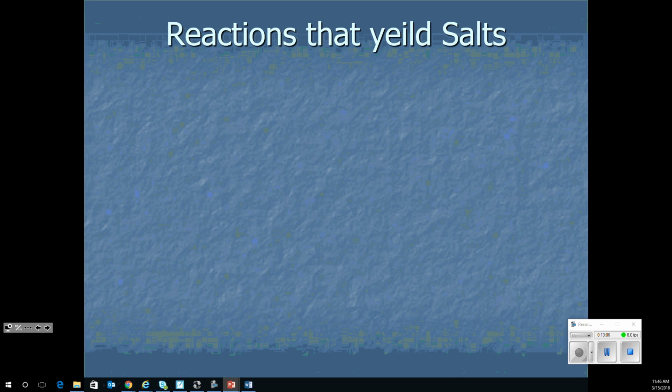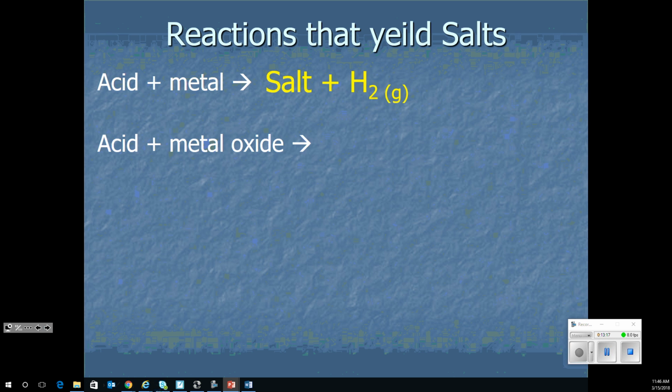So we have several reactions that yield salt that you need to be familiar with. Hint, hint. Okay. One is an acid plus a metal. When we have an acid plus a metal, we're going to get a salt and hydrogen gas. So if I have battery acid and I accidentally spill it inside my car where the metal is, the metal iron is going to react with the acid. I'm going to get some bubbling going off. That's hydrogen gas, and I'll be left with a salt with no iron to hold my car together. Okay, so that's bad to do.